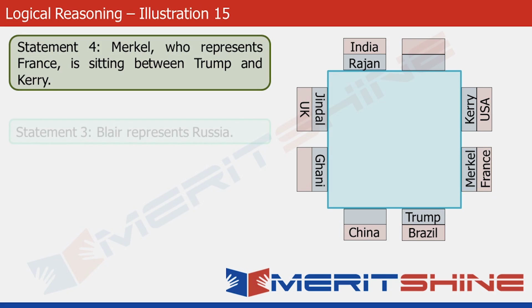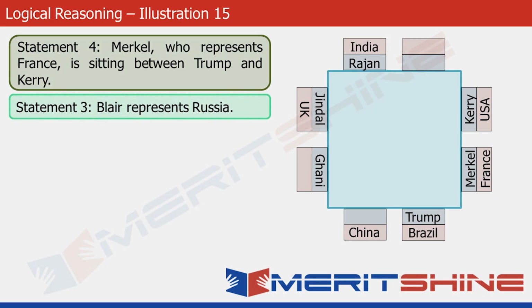Now let's look at statement 3. It says that Blair represents Russia. Look at the 8 boxes now. There's just one box in which the name and the country both are missing. And that's exactly where Blair would fit in. This is the box. So let's write Blair and Russia here.